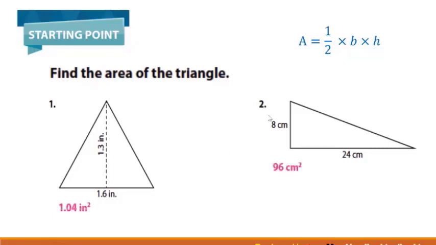Then we find the area with the same idea. We have this result. Okay, we take half times 24 times 8, which gives you 96.